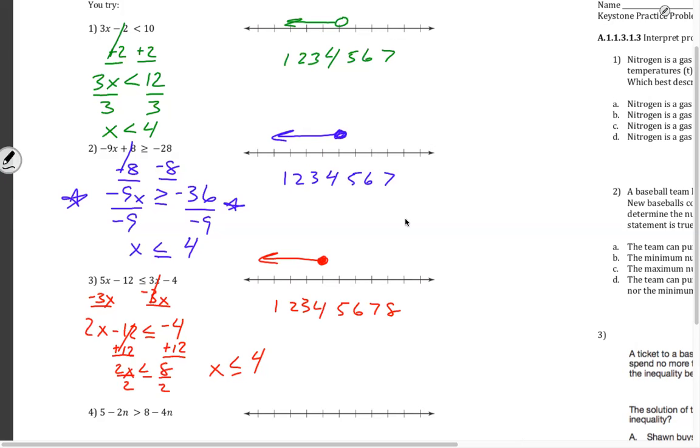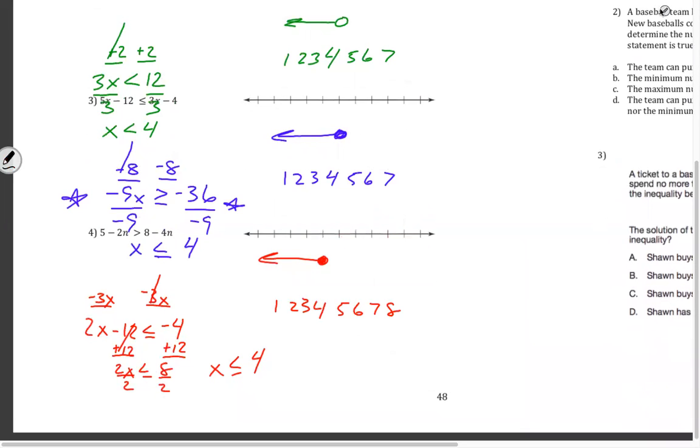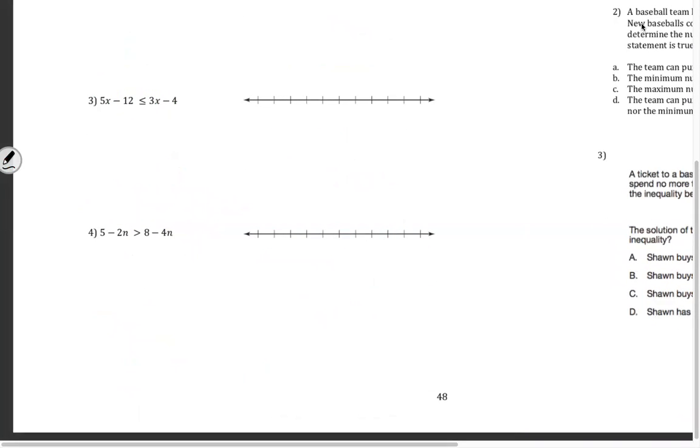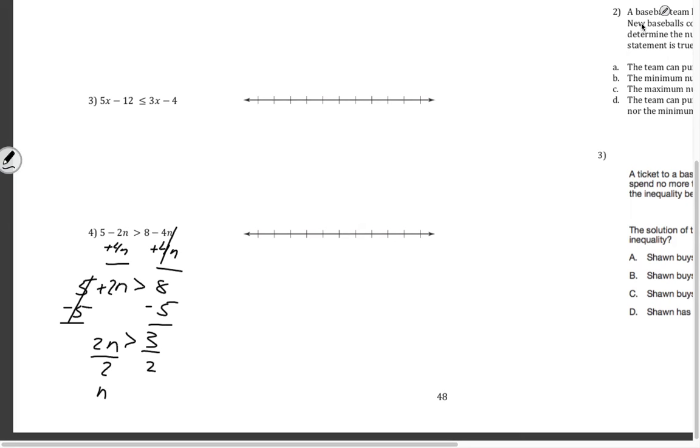Now the bottom one, I'm going to scroll up just a little bit. Here, I'm going to go ahead and move the negative 4 by adding it. I'm doing that because negative 4 is smaller than negative 2. So notice when I do this, I get 5 plus 2n is greater than 8. Subtract 5. And Neve asked me a good question. Can my answer be a fraction? What was my answer, Neve? Yeah. Just remember, fractions are numbers too.